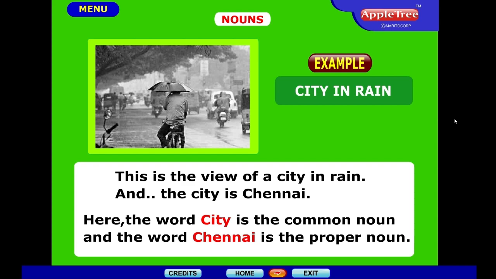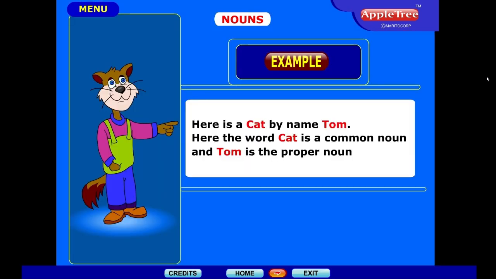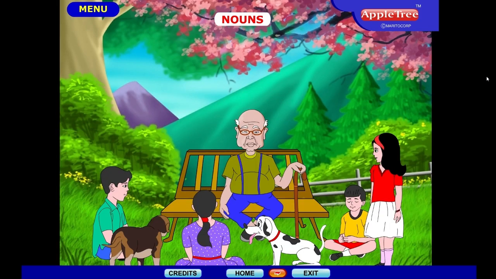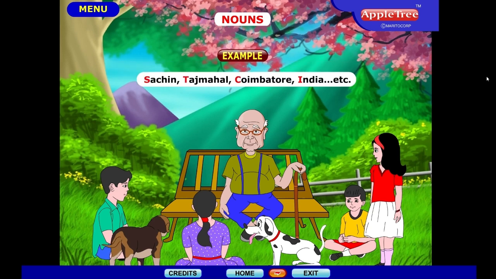a particular city. Okay, Nivya, can you give another example? Yes, Grandpa. Look at this example. Here is a cat by name Tom. Here, the word cat is a common noun and Tom is the proper noun. That is good. Also, children, remember, all proper nouns start with capital letters. Examples are Sachin, Taj Mahal, Coimbatore, India, etc.